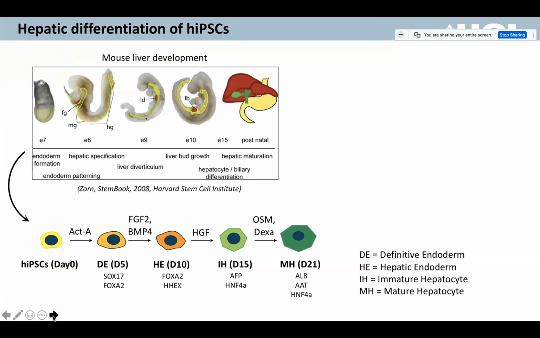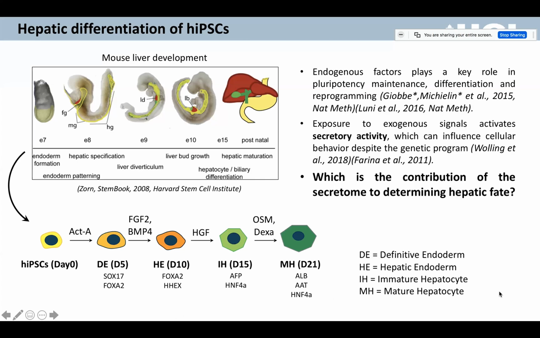So the in vitro differentiation protocols are based on the recapitulation of the in vivo development based on mouse studies, through the sequential supplementation of exogenous factors that mimic key developmental stages, and particularly the paracrine effects between the mesenchyme and the developing hepatocytes in vivo. And through this supplementation of exogenous factors, it is possible to achieve functional mature hepatocytes through key stages such as definitive endoderm, hepatic endoderm, immature hepatocytes, and finally mature hepatocytes.